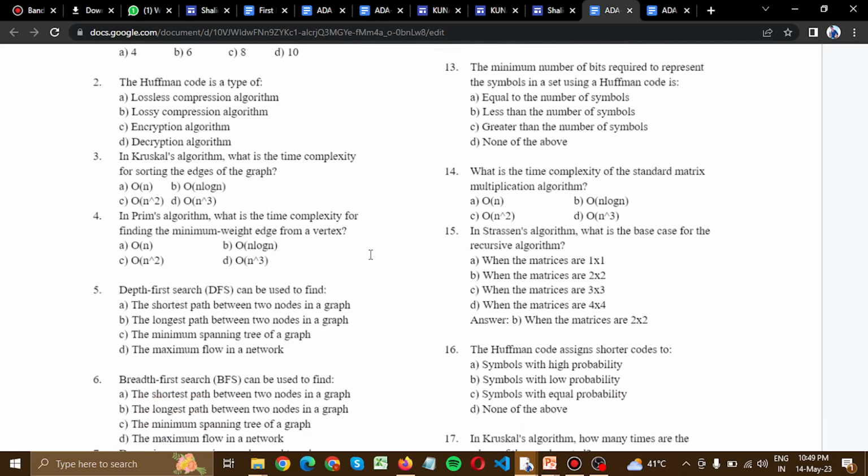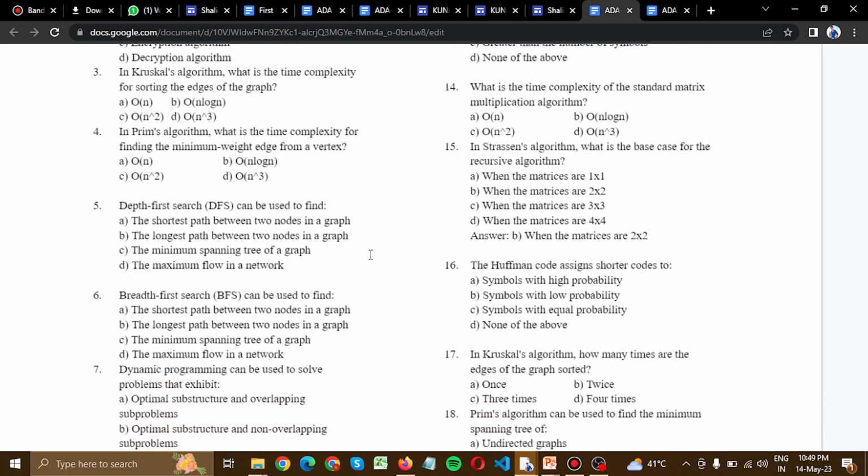What is the time complexity of the standard matrix multiplication algorithm? So the answer is O(n^3). That is option D. Next question. In Strassen's algorithm, what is the base case for the recursive algorithm? So the answer is option A, when the matrices are 1 into 1.